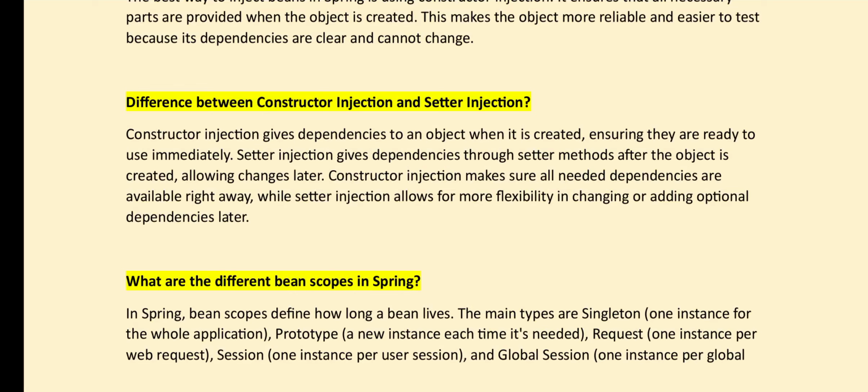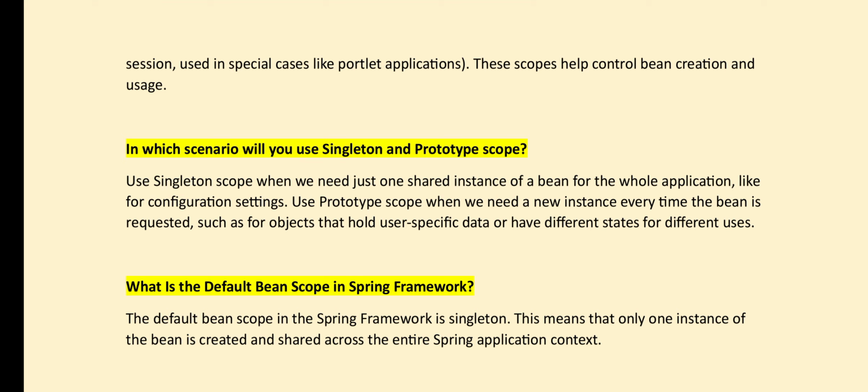For session, one instance per user session, and for global session, one instance per global session. Used in special cases like portlet applications, these scopes help control bean creation and usage.